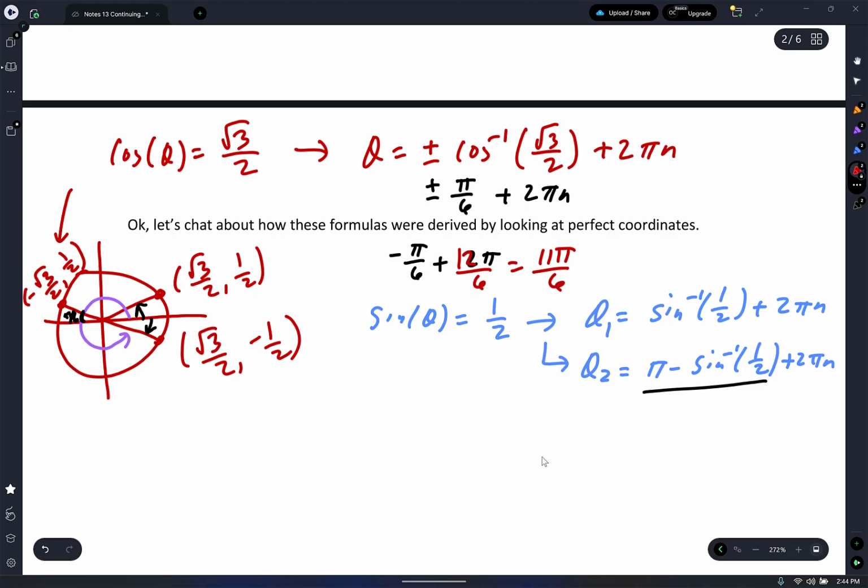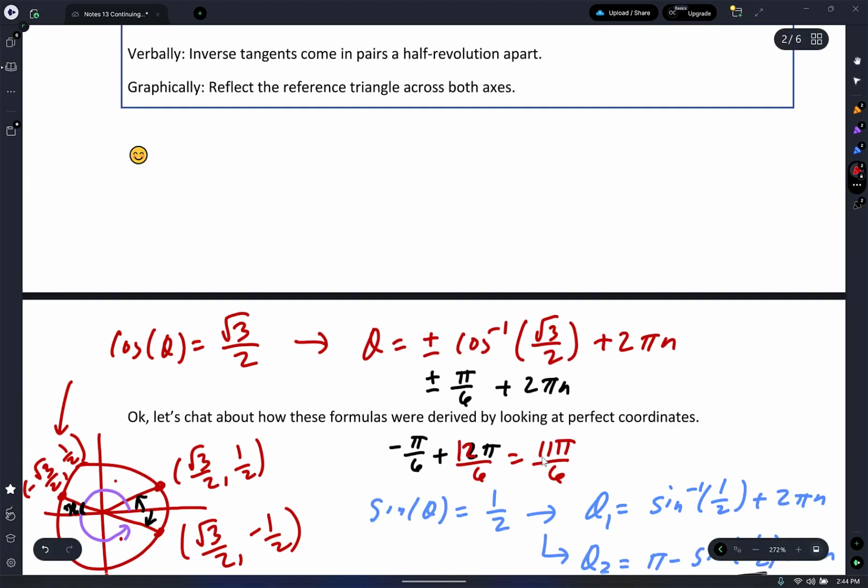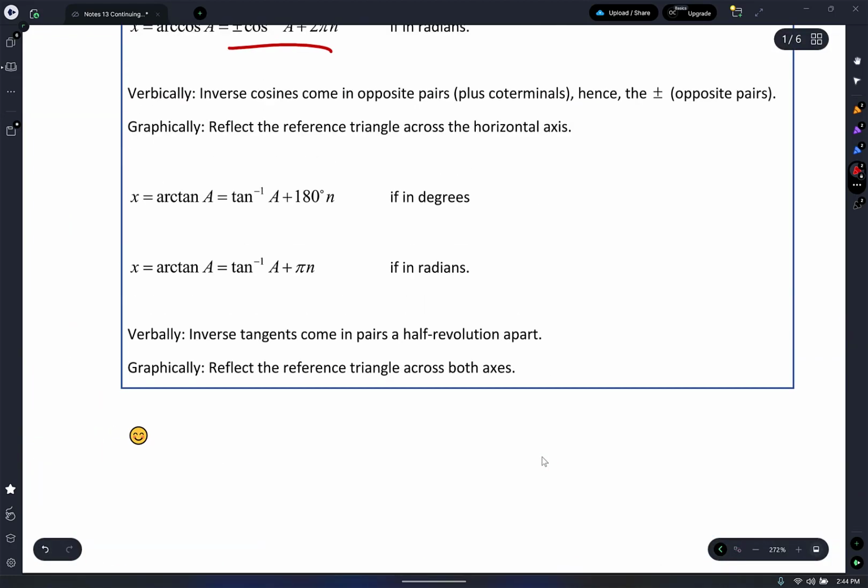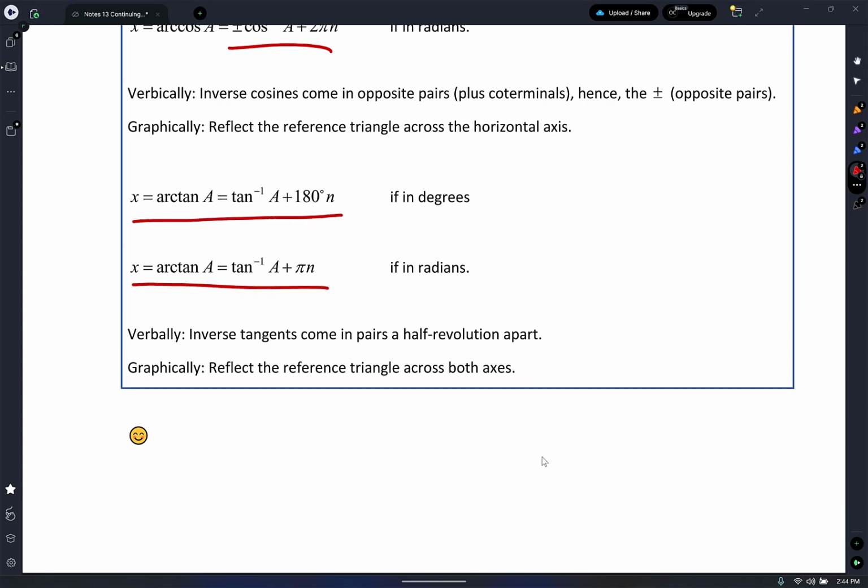All right, now last thing. Arc tan, guys, is always going to give you an answer between quadrant 1 and quadrant 4. And tan repeats every pi. So tan's not really that exciting. So it's just this one equation, because this gives you both. So there it is.